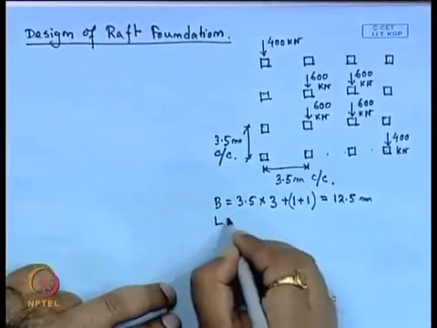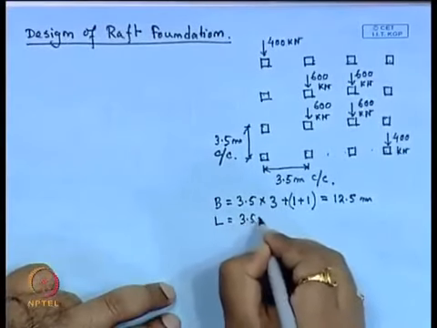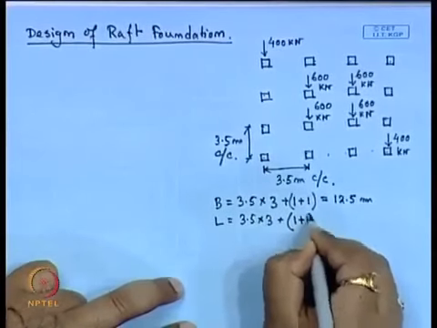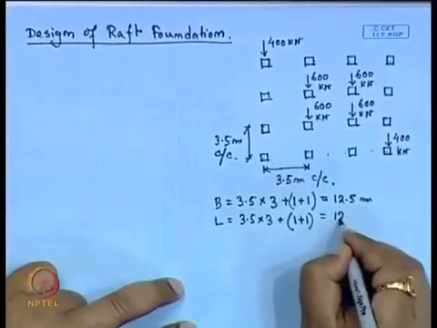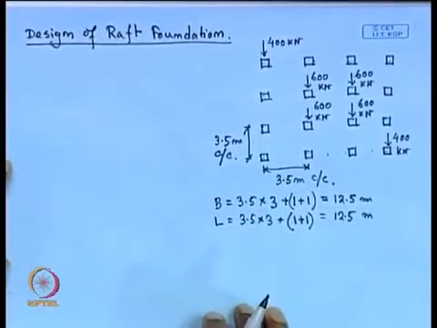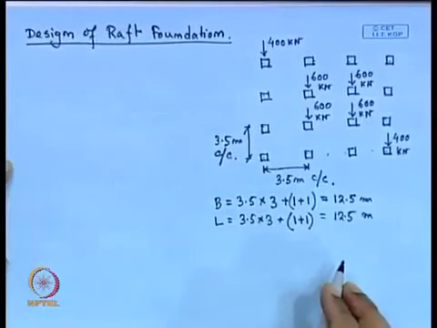Similarly, the length will also be 3.5 into 3. For the first trial, we are taking 1 additional meter on this side and 1 additional meter on that side. So, that is also 12.5 meter. So, this is a square raft we are designing; it can be a rectangular raft also.